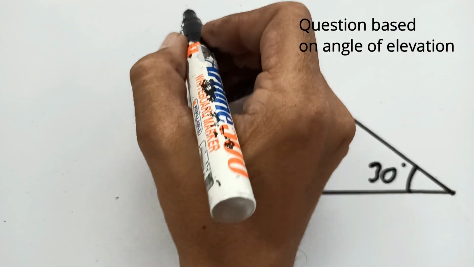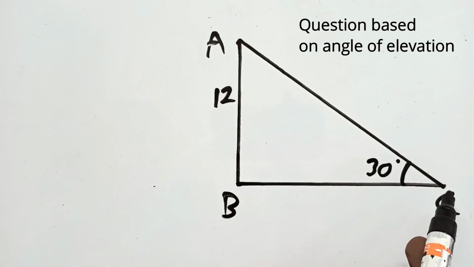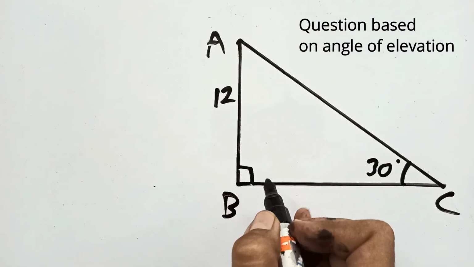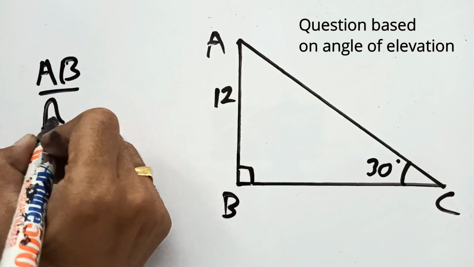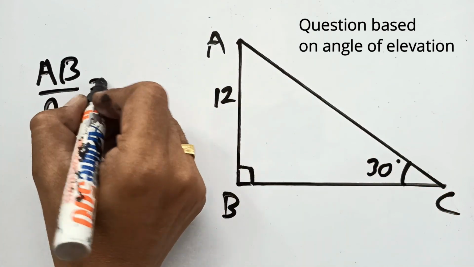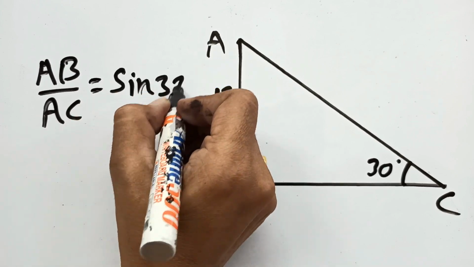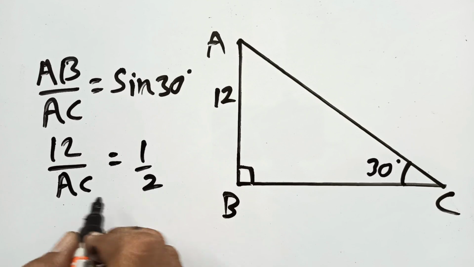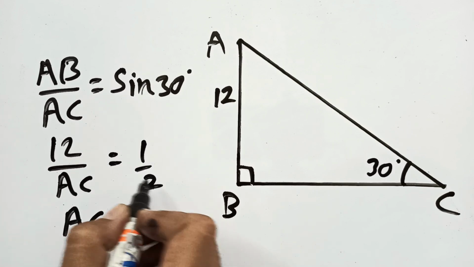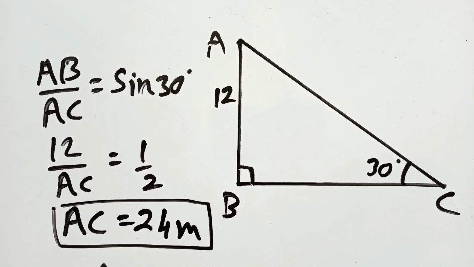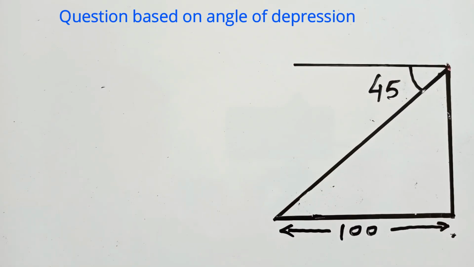So I made this diagram here. We need to calculate AC. Very simple, ABC is a right angle triangle. AB upon AC, perpendicular upon hypotenuse, is sine 30. Sine 30 is 1 by 2, so AC will be 24. So the distance covered by the circus artist will be 24 meters. Let us see another question.